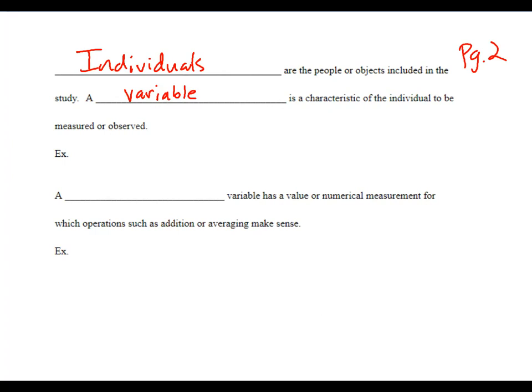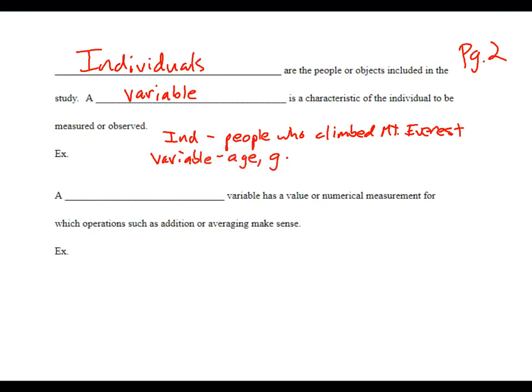So for example, individuals in a study might be the people who climbed Mount Everest. Those would be the individuals. Now the variable that we could study could be any number of things. It could be their age, it could be their gender, things like that would be the variable we could study from those individuals.